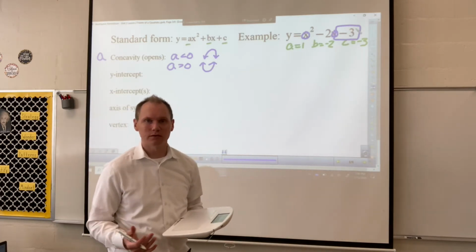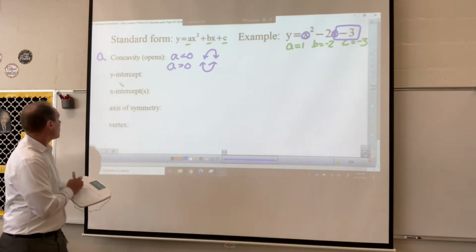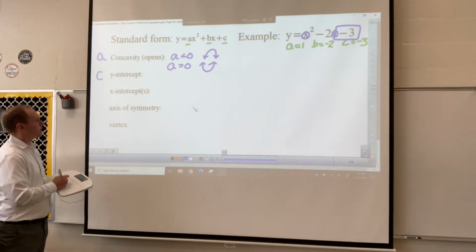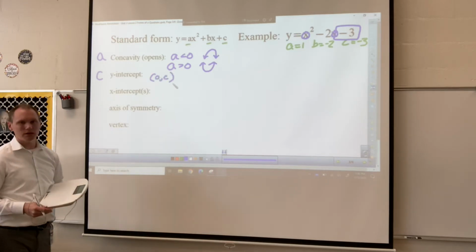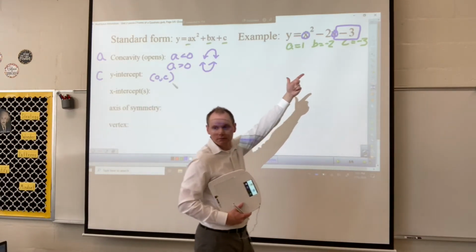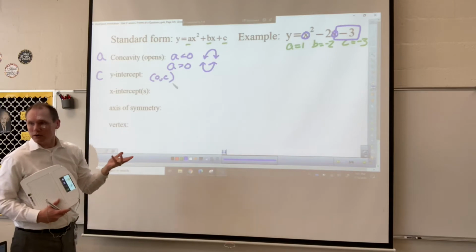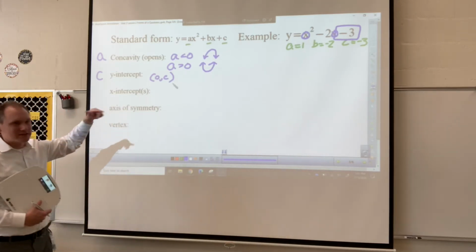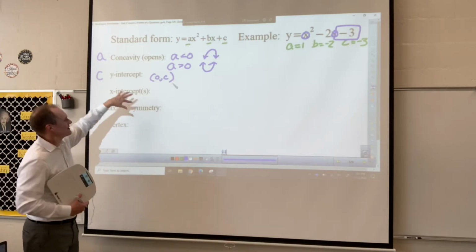In this case, it's -3. So the y-intercept we can tell by looking at the c value, so the y-intercept is (0, c). That's what it is. So the y-intercept on this one would be (0, -3). So that's not too bad, right? We can tell the y-intercept pretty easily just looking at the c value.